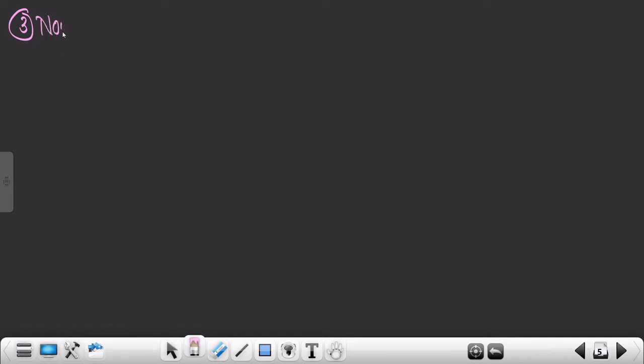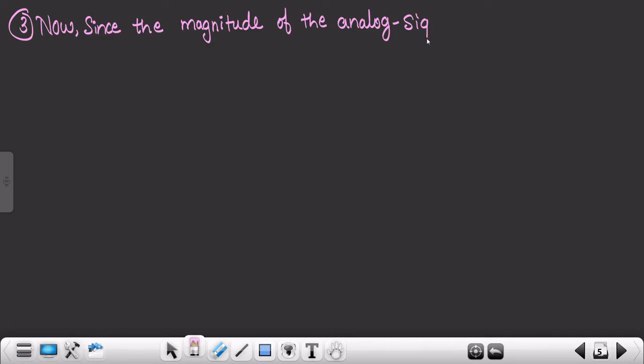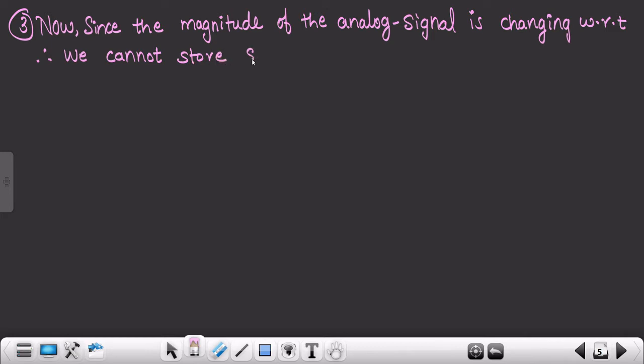So let me write over here. Since the magnitude of the analog signal is changing with respect to time, right? Therefore, we cannot store such a signal, or analog signal, right?